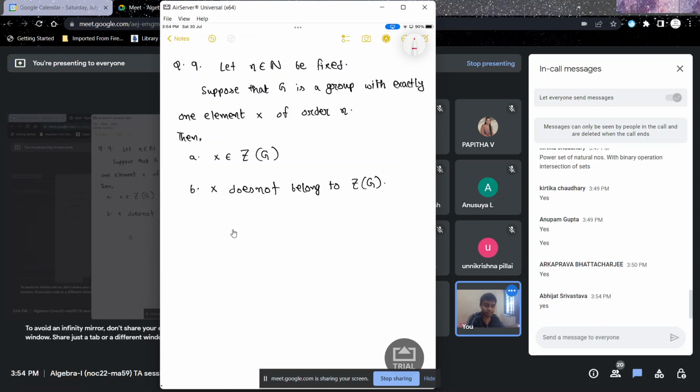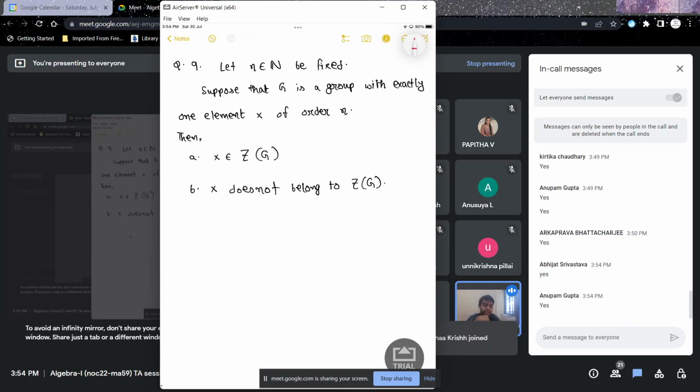Yes, it does, right? And why is that so? Simply because of something that you have learned this particular week, which is the notion of conjugacy. So the question is, does x belong to the center or not? And the question is all about conjugacy.